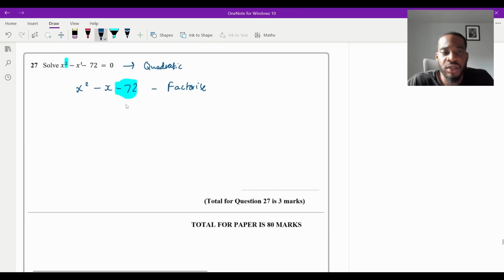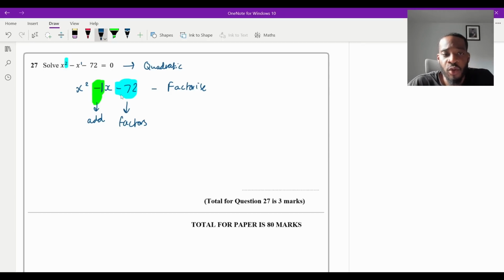So I need to look at this number here. I need 2 factors of this number that when I multiply them, I get this number here. Sorry, that when I add them, I get this number. So I need 2 factors of minus 72, that when I add them together, I get that number. Now, the thing with this one is that there's not actually a number there. It's just a minus. But remember, that's an x. That's actually just a 1. So that number is actually minus 1. This is the trickier type of question, which is why I put it in the paper. So what do we do from here?